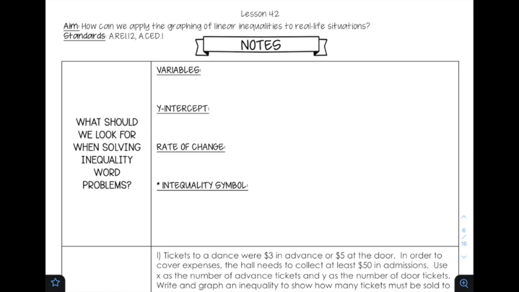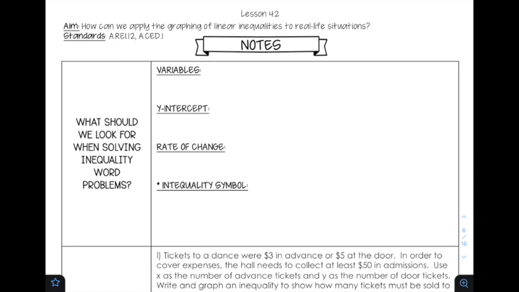So, today's lesson is lesson 4.2 in System of Inequalities. We're continuing practicing graphing linear inequalities, but now we're relating it to real life situations. So, here we're going to be getting word problems that are going to describe and help us create an inequality in order to graph to figure out the possible solutions for the situation that they give us.